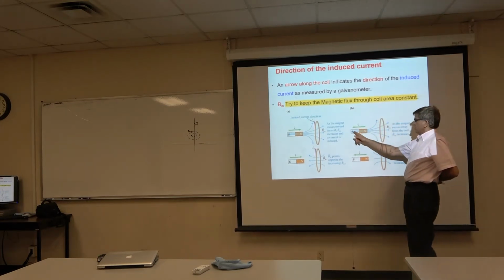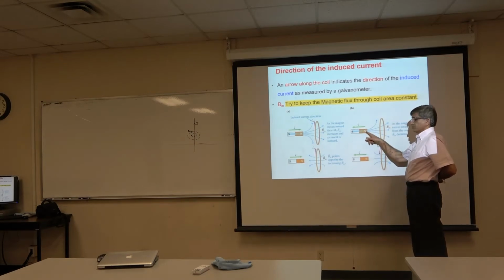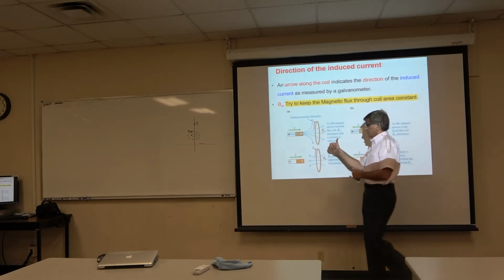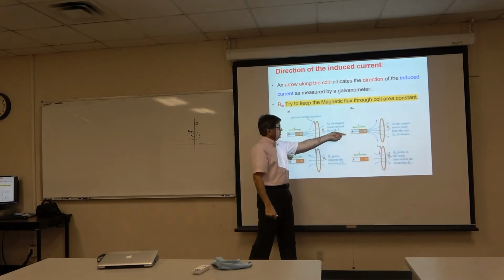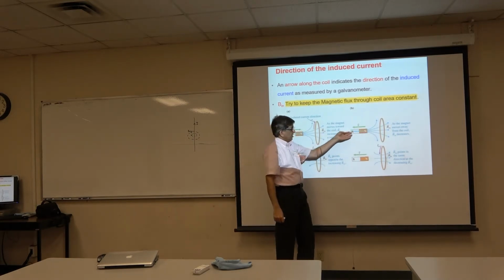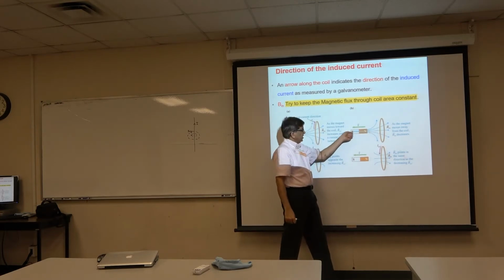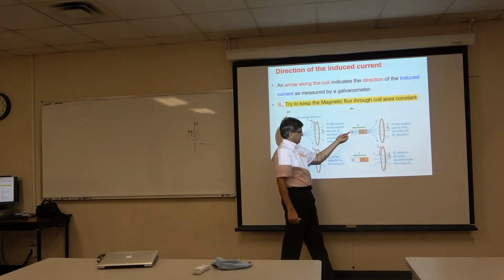Now let's do the same thing in this picture on the right hand column. So here I have this external magnet. Instead of moving towards the coil, I am pulling it out of the coil, away from the coil. So it means that when I do that, the external magnetic field will decrease.